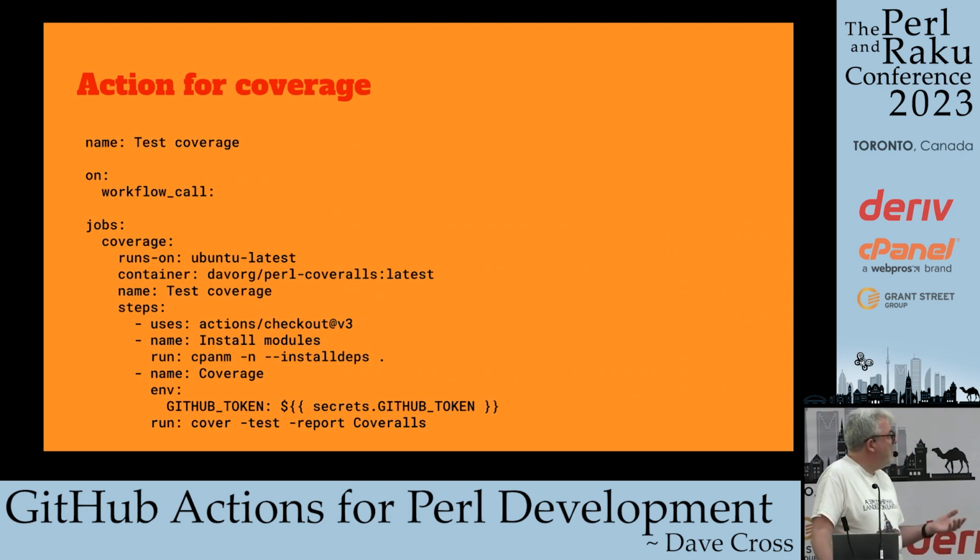So moving on to coverage, this is a bit simpler actually. You can see I'm using a specific container here. I've built a container which has got all of the coverage modules that I need in it. And then the actual coverage step. Actually, this is probably a little bit more complicated than it needs to be, because I'm reporting my coverage to coveralls.io, but you don't need to do that. So maybe I'll simplify that at some point.